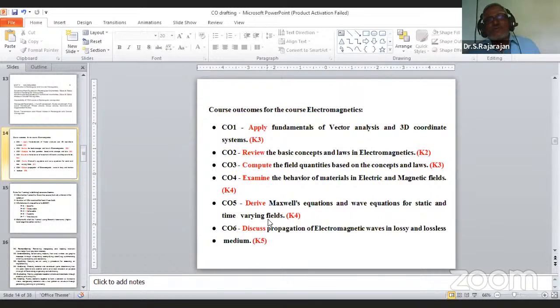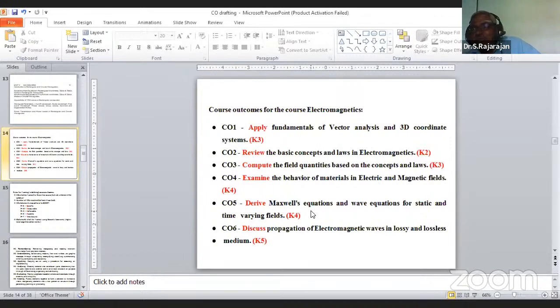And CO5, derive Maxwell equation. This is very simple. Deriving the Maxwell equation is K2 level. And deriving the Maxwell equation and wave equations for static and time varying fields is at K4 level. K4 is analyzing different scenarios, different fields, different modes. We have to write this Maxwell equation and wave equation. We have to derive.